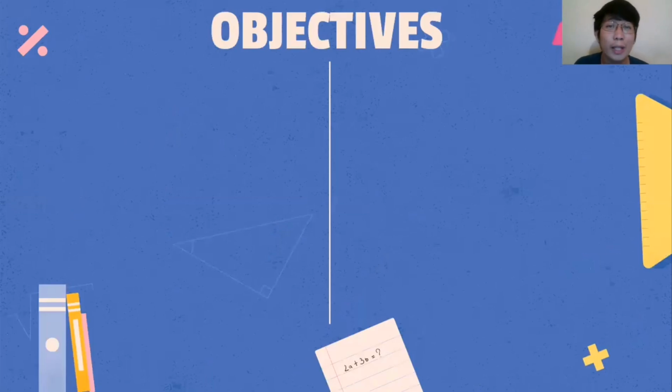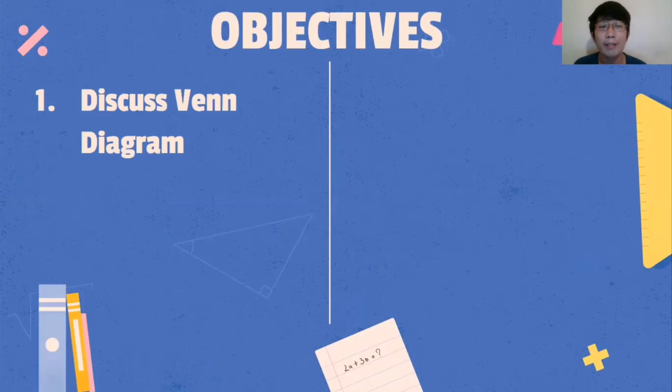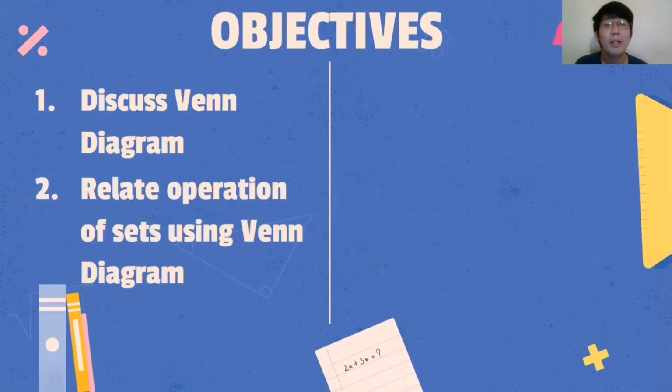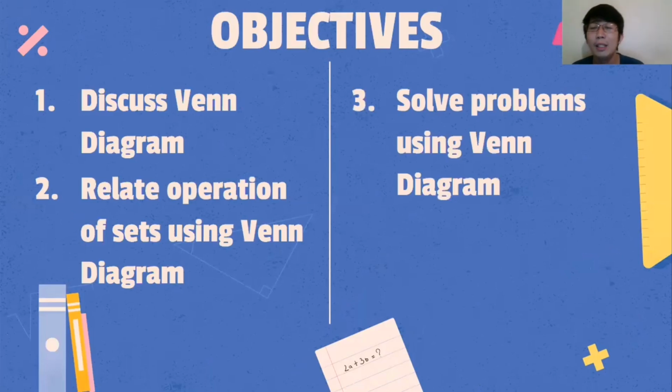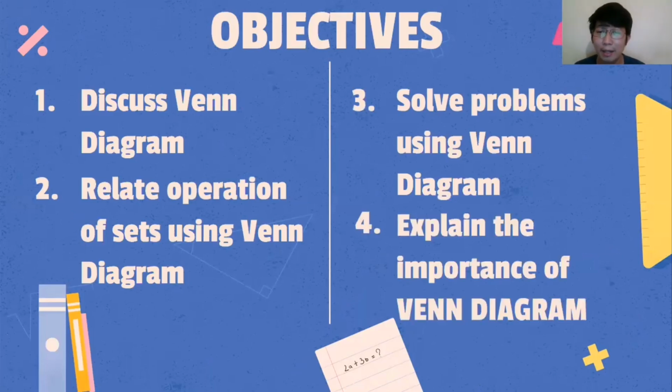Before we start, let's try to state the objectives of the lesson. Number 1, discuss Venn diagram. Number 2, relate operation of sets using Venn diagram. Later po, we will be having an example of sets, then we will be illustrating it using Venn diagram. Number 3, solve problems using Venn diagram. And number 4, explain the importance of Venn diagram.